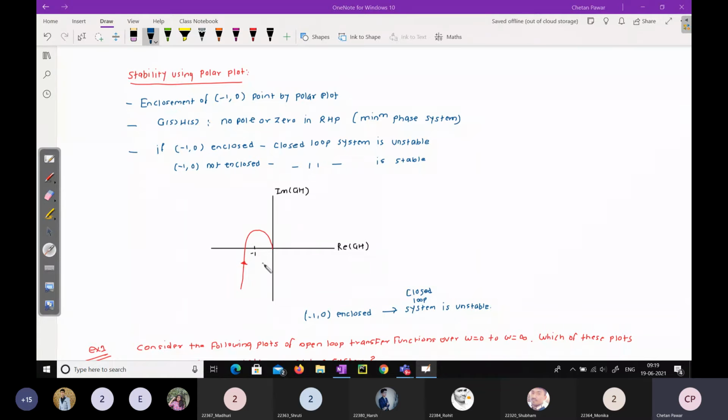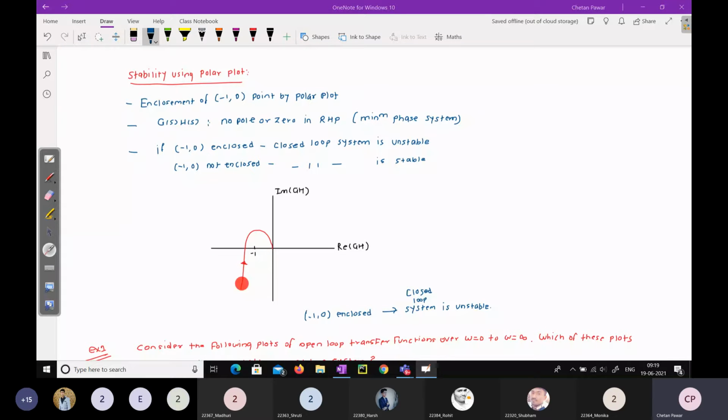Now, if you want to find out the closed loop system stability using the polar plot, you just need to determine the enclosement about the -1, 0 point. Okay, so this is the -1, 0 point. We need to find out the enclosement about the -1, 0 point. So how to find out the enclosement?